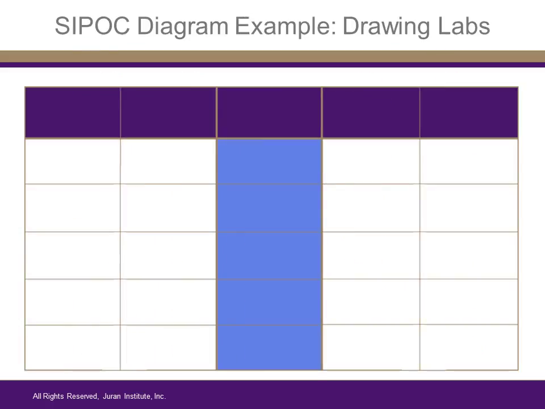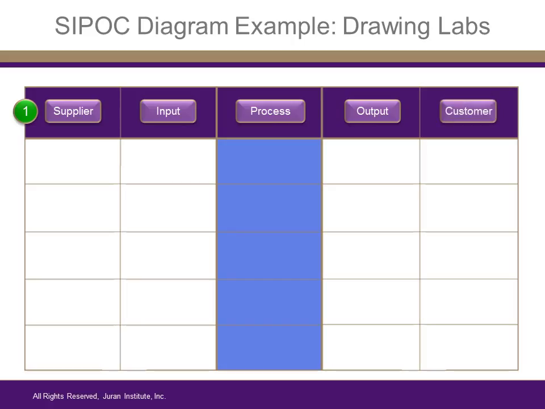Now, let's take a look at the process of drawing labs and see how this process will fit into our SIPOC diagram. We will be placing our SIPOC into the following table, which is consistent with most SIPOC templates created in Microsoft Excel. First, we must start by listing out the column titles. Remember, SIPOC stands for Supplier, Input, Process, Output, and Customer. We now have the framework for our SIPOC diagram template.